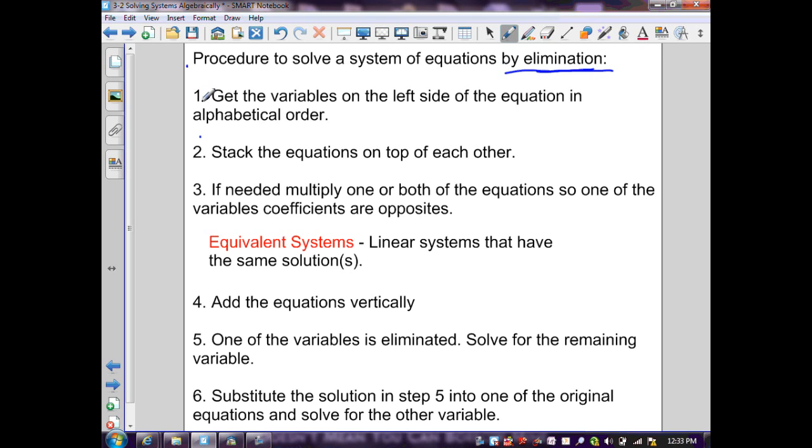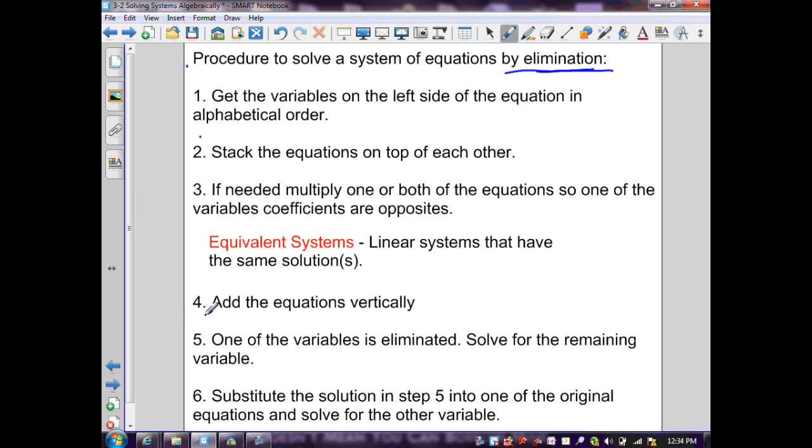To use the elimination method, number one, we need to get the variables on the left side of the equation, and we need them in alphabetical order. Number two, we need to stack the equations on top of each other so that the common variables line up vertically. Number three, if needed, we need to multiply one or both of the equations so one of the variables' coefficients are opposites. We will demonstrate that. That will make an equivalent system, which means linear systems that have the same solutions.